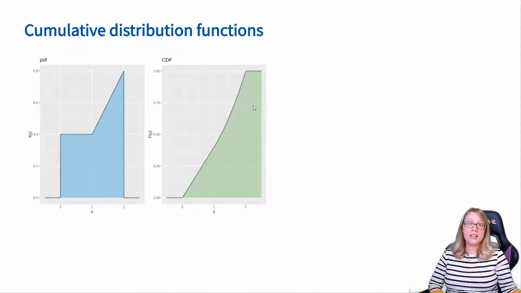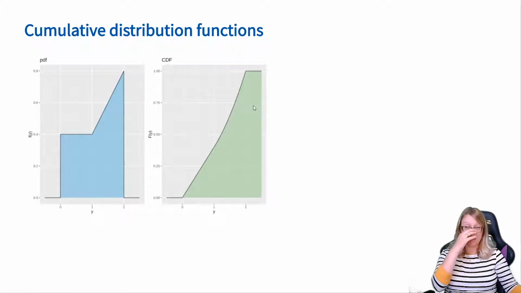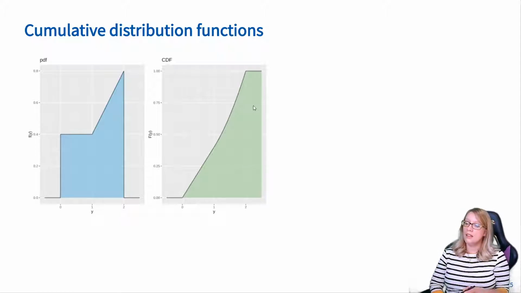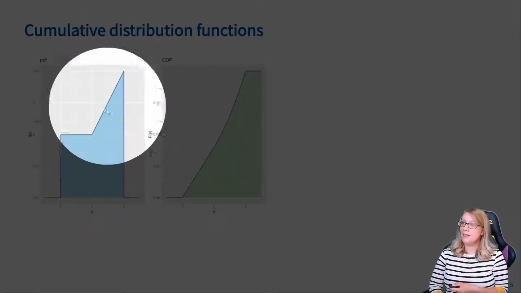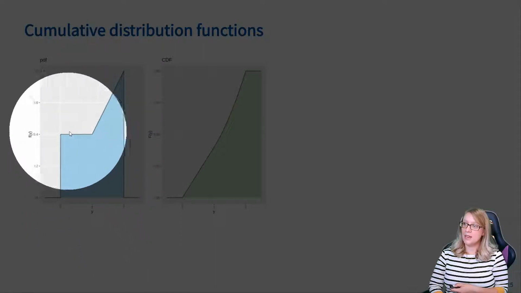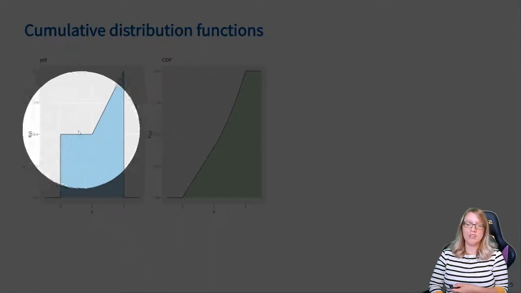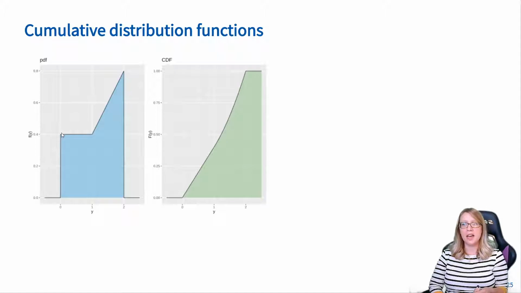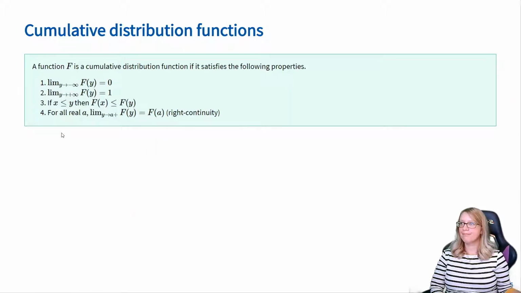Again, here is what these functions look like side by side. So we have the PDF in blue on the left, the CDF in green on the right. The piecewiseness of this function then is represented by the fact that we have a sort of jagged edge with this PDF. The CDF shows that same sort of jagged edge, but it's not as pronounced.